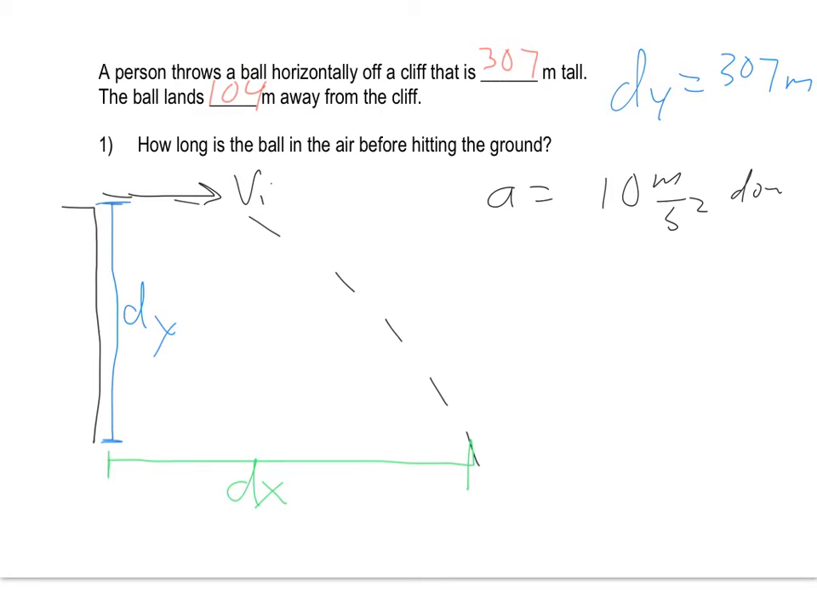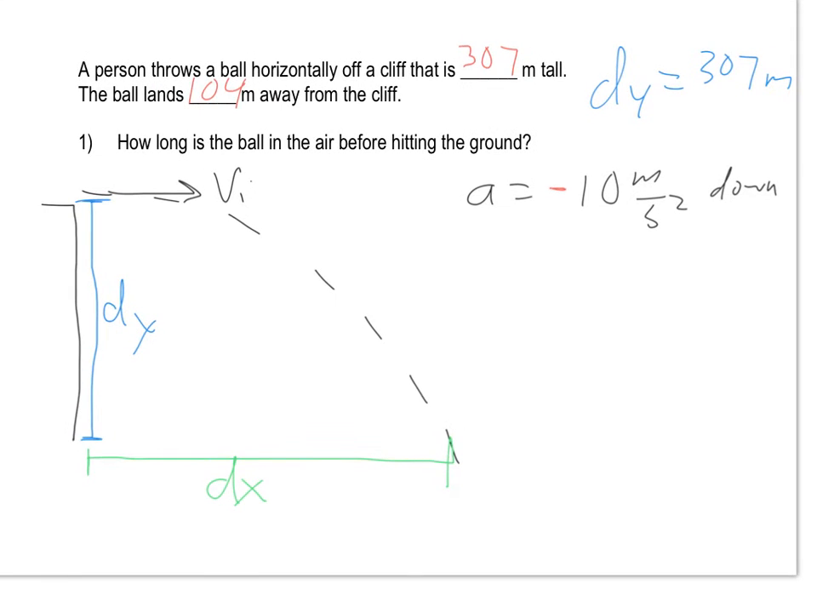It points down. Now, you might be tempted to make down negative here, and it's not that you can't do that. If we wanted to make gravity down, that's fine, but then our vertical displacement, this 307 meters over here on the side, would also wind up being a negative value, because it would also be in the downward direction.